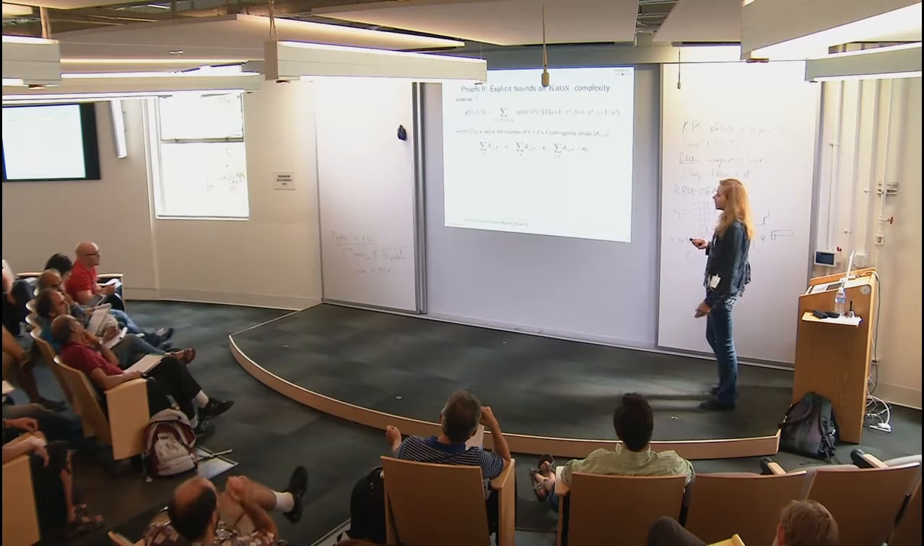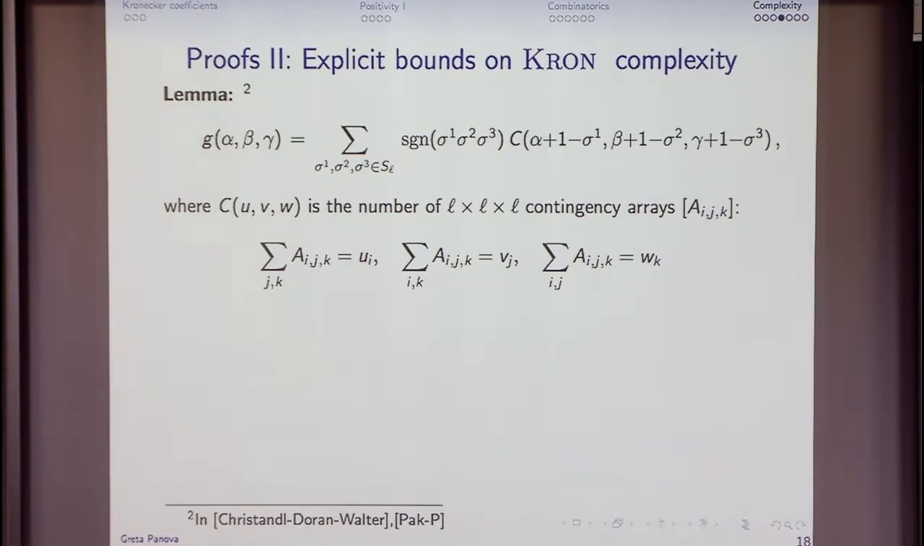Now that somebody asked about #GapP, there is a way to express this Kronecker coefficient as an alternating sum over the number of contingency tables, well, contingency arrays, three-dimensional contingency arrays with certain two-dimensional marginals. And of course, if you group the positive and the negative, you get the difference of two quantities that are both positive and combinatorially very nice objects. So that's one way to show the GapP result.